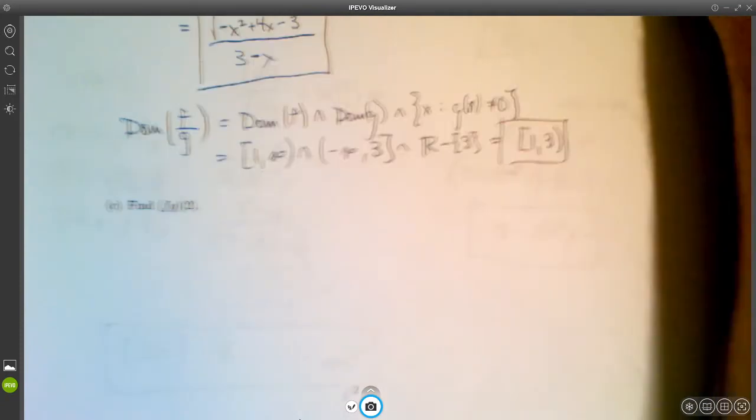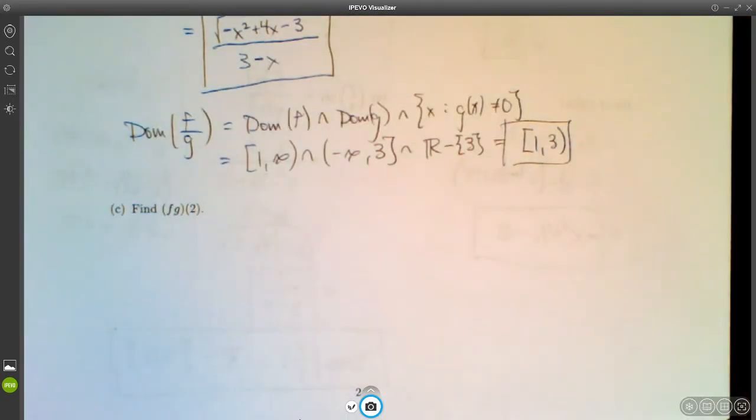Okay, and then part C. Like I said, part C is asking us for something really quite a bit different than parts A and B. It's asking us for a specific function value. So it's not asking for f of g of x. It's just asking for f of g of 2.